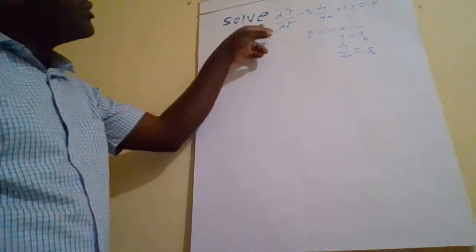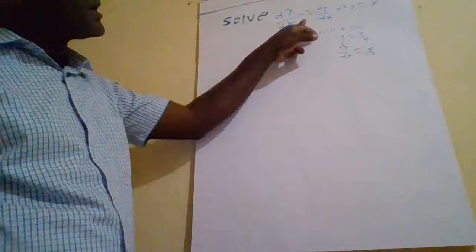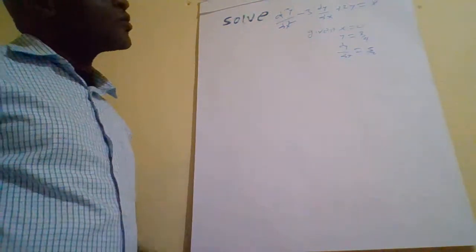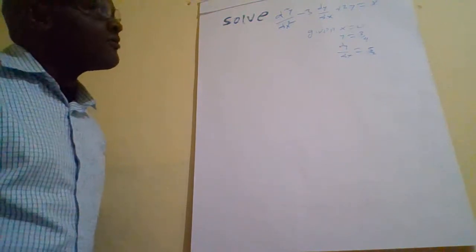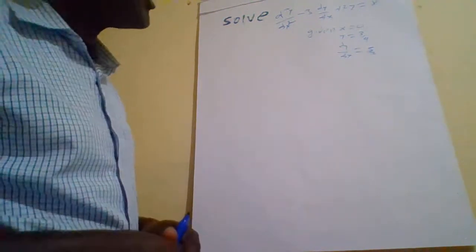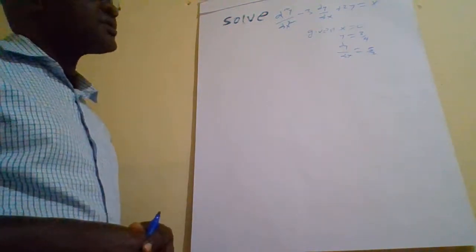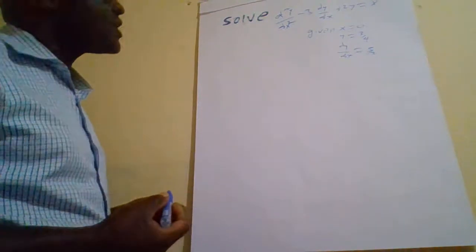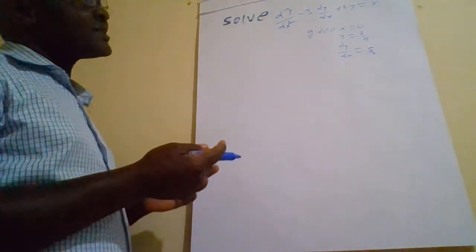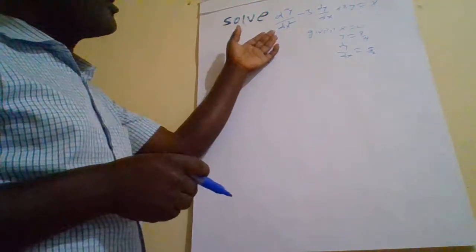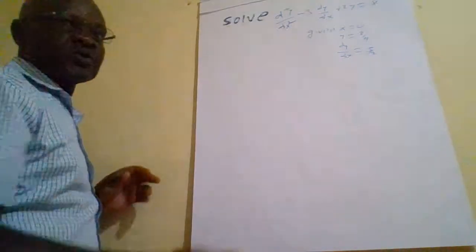Solve the differential equation d²y/dx² minus 3 dy/dx plus 2y equals x squared, given that when x equals 0, y equals 3/4, and dy/dx equals 5. Now, to solve this equation, the first thing we shall do is take the auxiliary equation of the left hand side by equating it to 0.